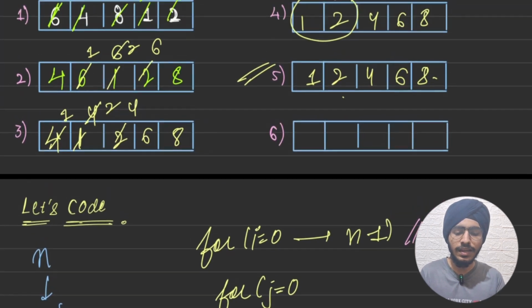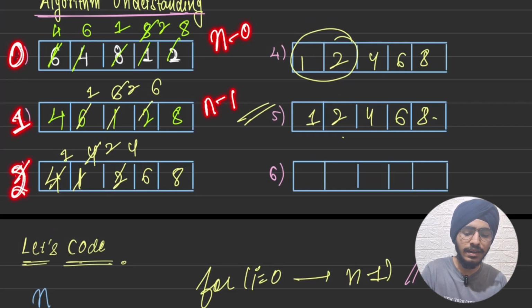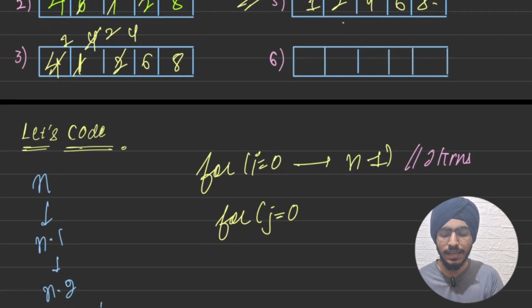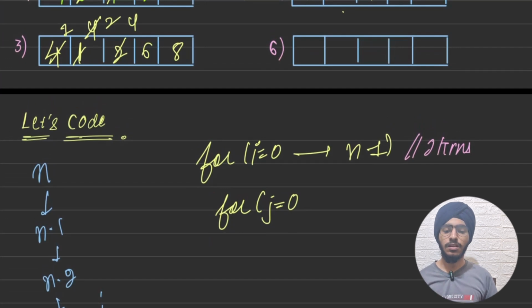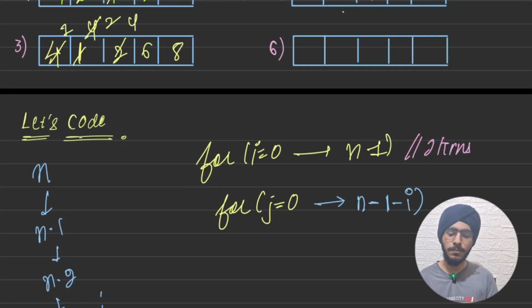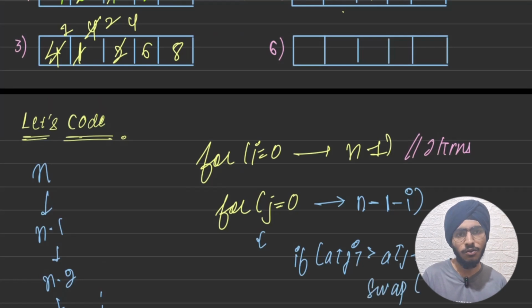So how? In the 0th iteration, it was n elements. In the 1st iteration, it was n minus 1 elements. So you can see n minus 0, n minus 1. In the second iteration, with zero-based indexing, it is n minus 2 elements. In the third iteration, it is n minus 3, right? So we can understand that in every iteration, the number of elements is reducing. That's why the nested loop for swapping the elements will go from 0 to n minus 1 minus i. And whenever array[j] is greater than array[j plus 1], we will swap, otherwise we will not swap, right?